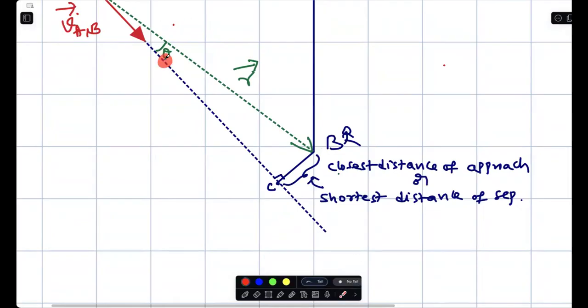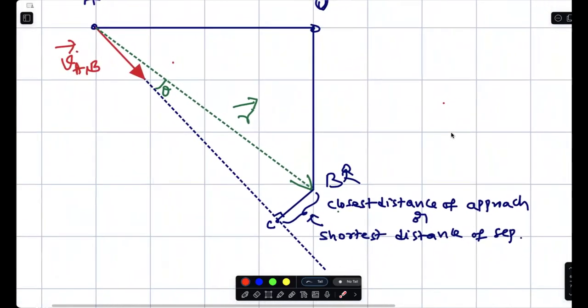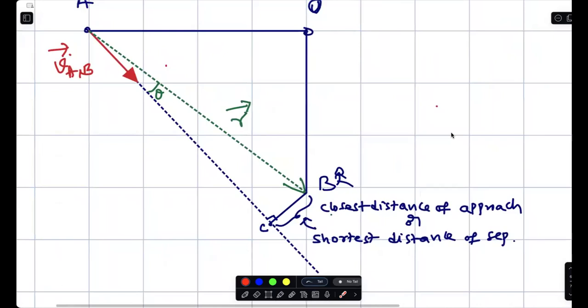at an instant, A is here. This much distance of separation is there. At an instant, A is here. This much distance of separation is there. At an instant, A is here. This much distance of separation here. Actually, distance is reducing. Minimum. Then, again, distance of separation increases. Likewise, you will notice. Okay. This is what you will notice. So therefore, the line BC is called closest distance of approach.